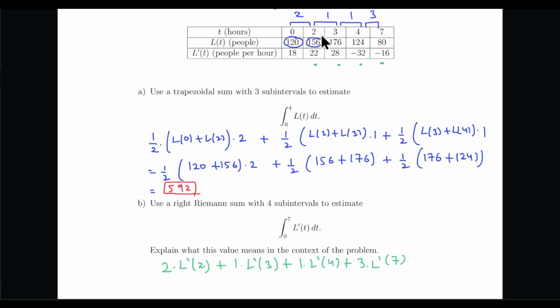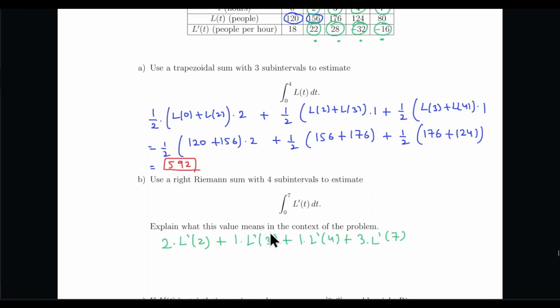I hope you understand, because we have to take these 4 respective positions for the right-hand Riemann sum. We have all the numbers over here. So I'm just going to sub in 22 here, 28 over here, negative 32 over here, and negative 16 over here. And if I do all that, I'm going to get negative 8.